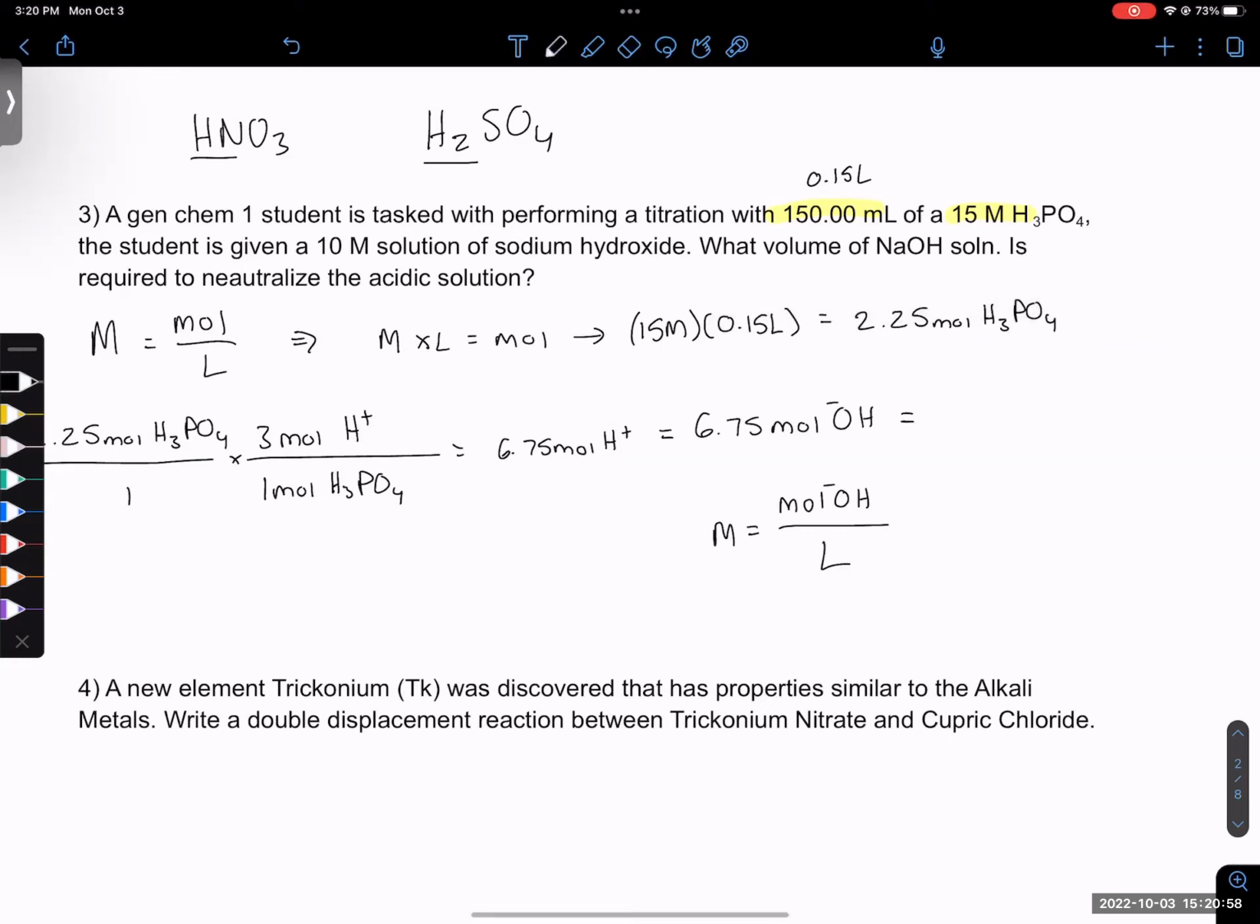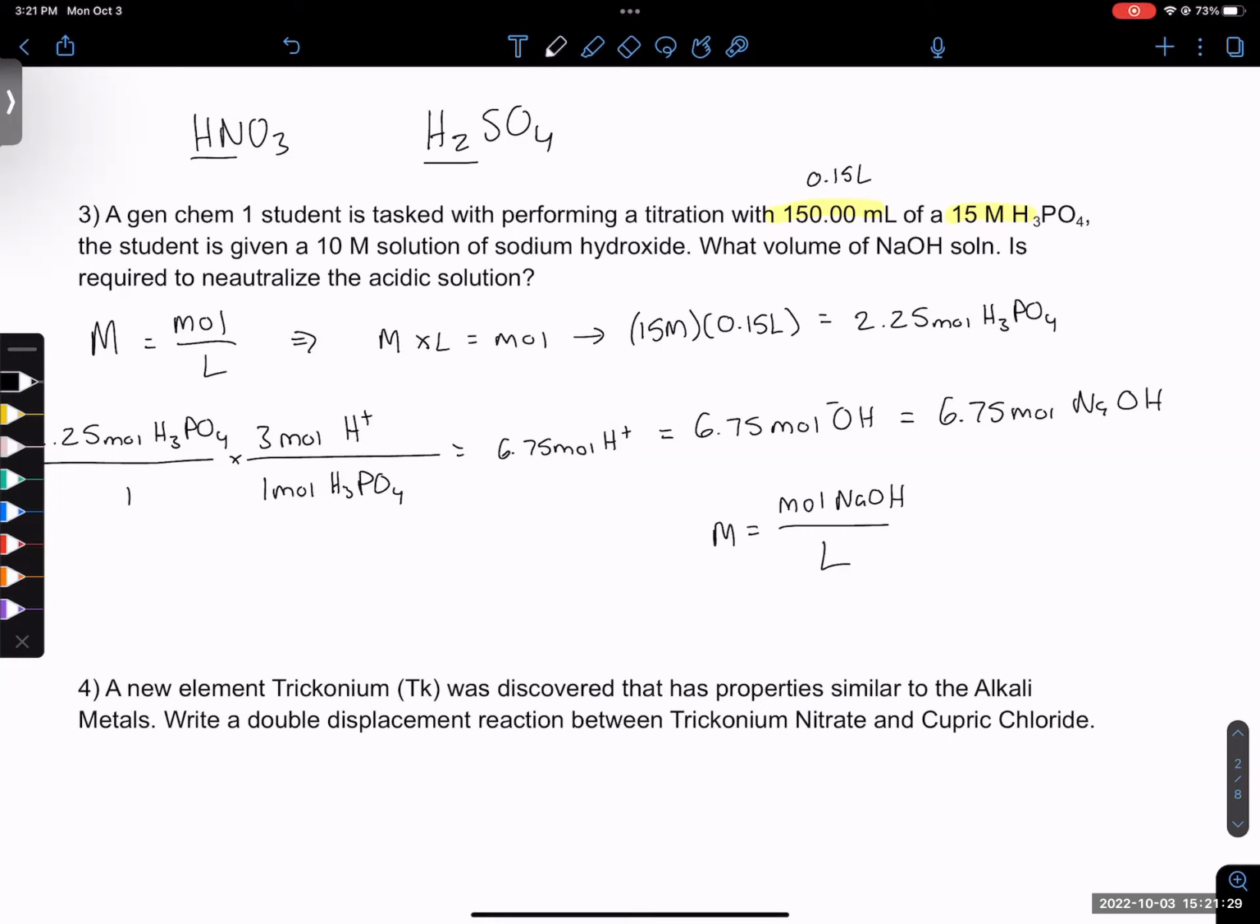So we're going to say this is equal to, I'm going to backtrack a little bit. 6.75 moles of OH minus, since it's a 1-to-1 ratio, tells us that there are 6.75 moles of sodium hydroxide. Because for every 1 sodium hydroxide, we have 1 OH minus, right? So let me backtrack here, because the answer wants us in sodium hydroxide.